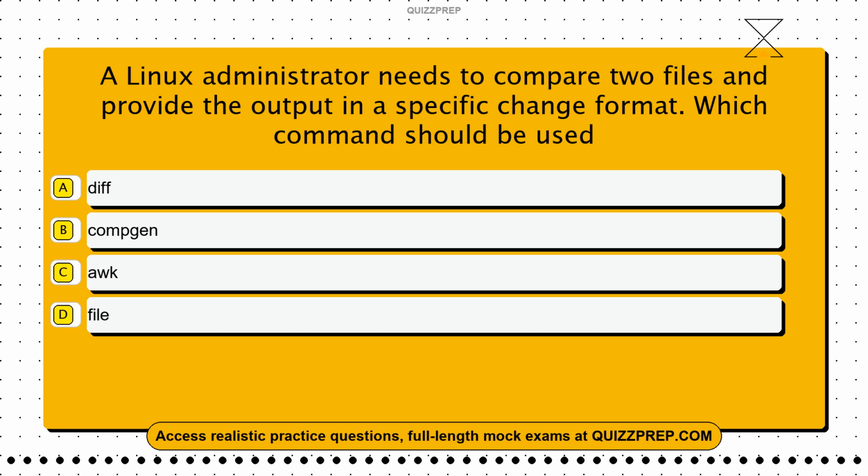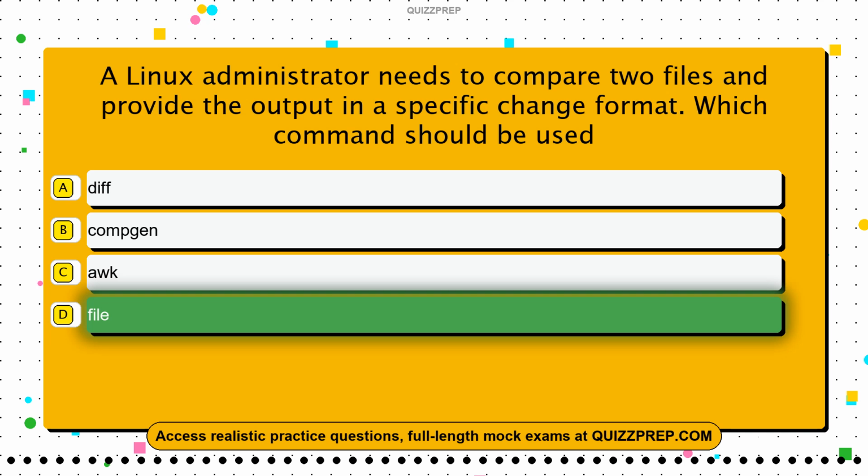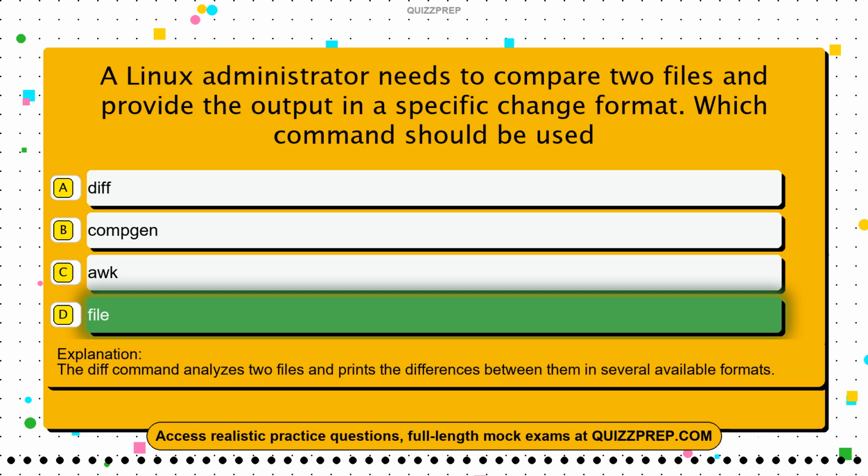Option A, diff. Option B, cmp. Option C, awk. Option D, file. The correct answer is option D, file. The diff command analyzes two files and prints the differences between them in several available formats.